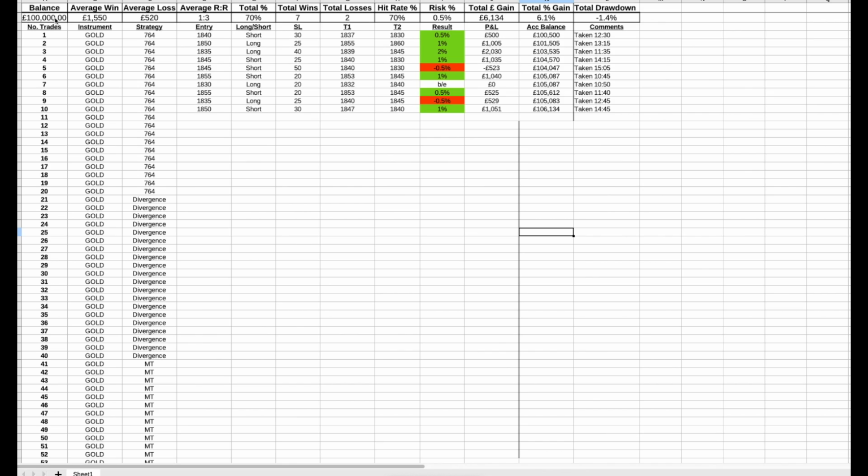I've just worked it in pounds because obviously that's the currency that I tend to use, but for the FTMO challenge this would most likely be $100,000. So for an average win, I've just done the last sort of 10 trades on gold. I've just stuck with gold. I've just stuck with the 764 strategy for now.